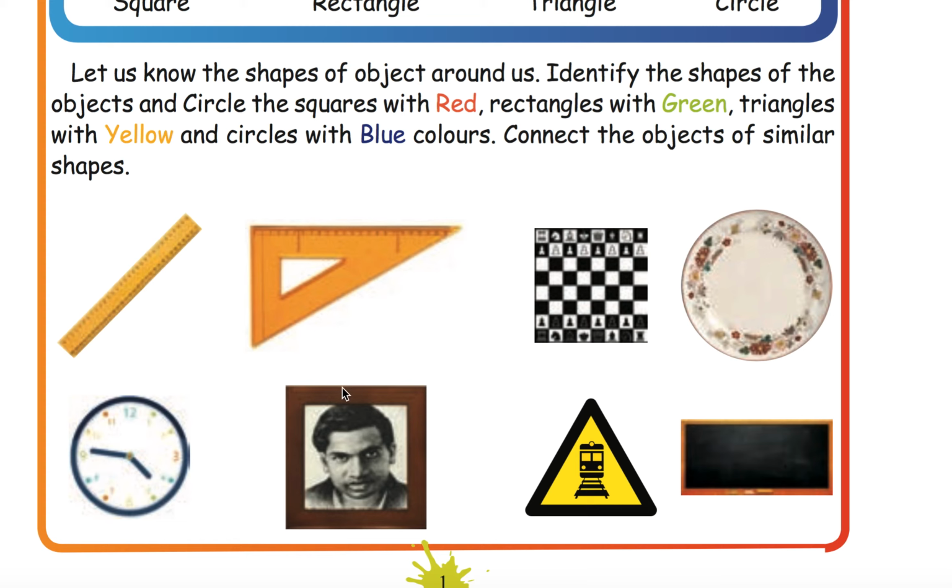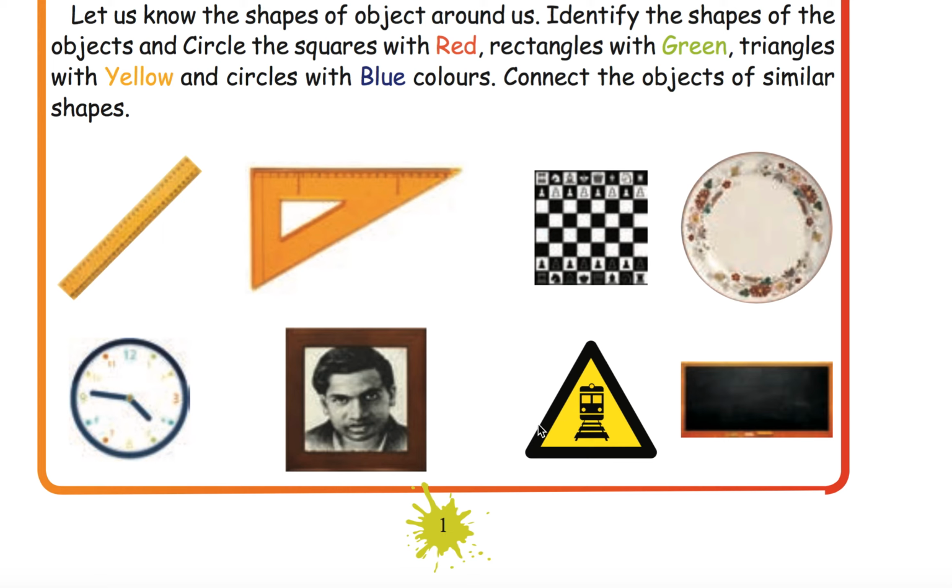This one seems like a square. But see what is inside. He is the famous mathematician Srinivasa Ramanujan. And this shape is triangle, and this one is rectangle.